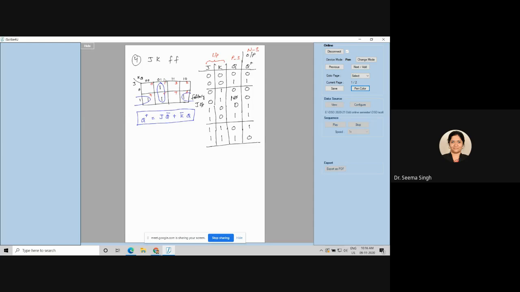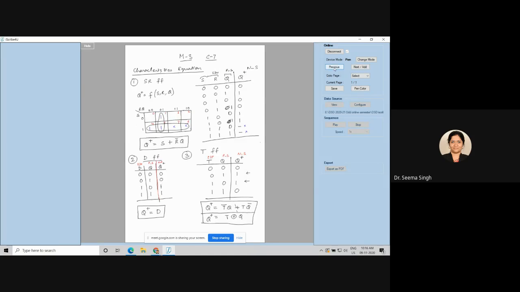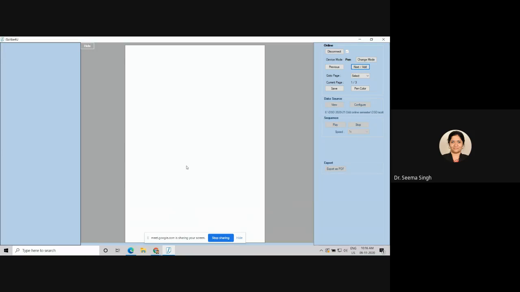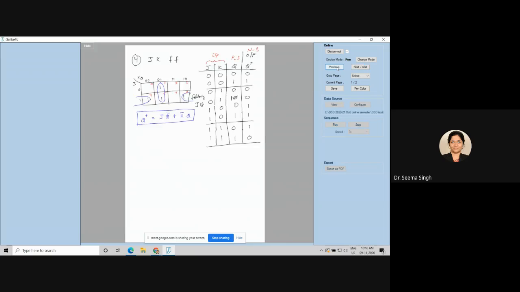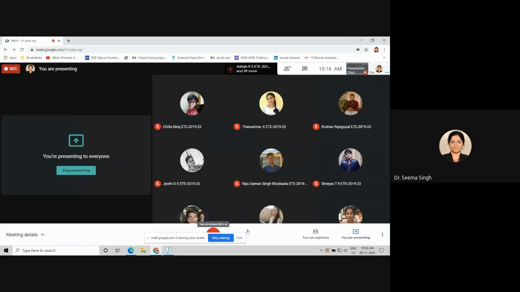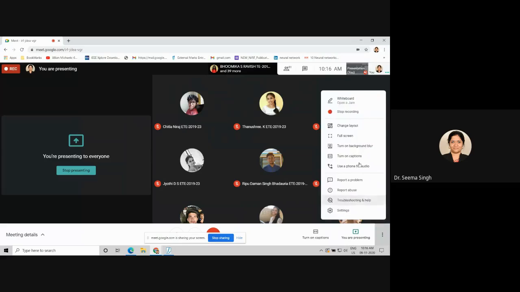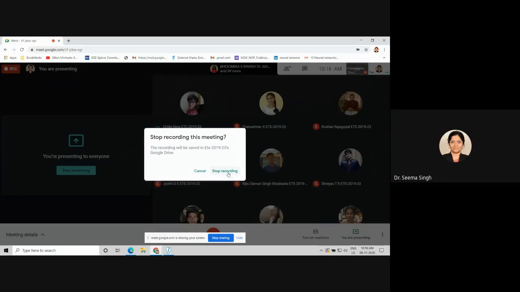All of you understood the characteristic equation for all four flip-flops. JK is there on your screen, and SR, D and T were done previous to this. Any doubt about the characteristic equations? No, ma'am, no doubt. Okay, good.